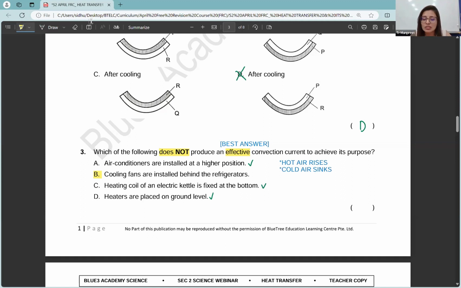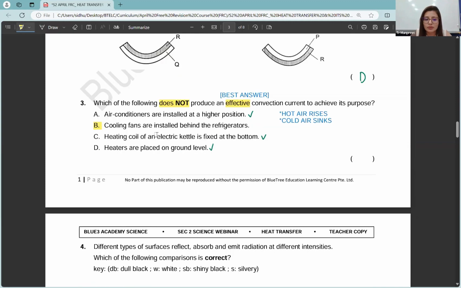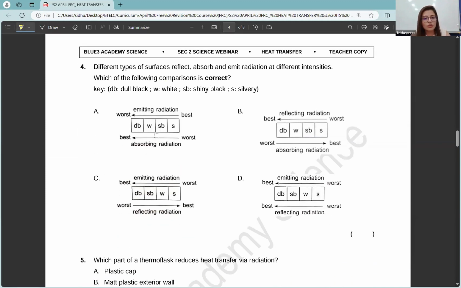If you cannot get the answer, you're not sure, always go to the next options and see whether you can get an answer derived from it. Okay, question 4. Question 4 is a relatively easy question, but let's look at it.